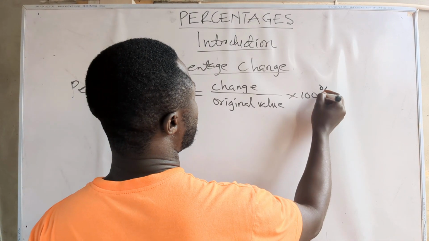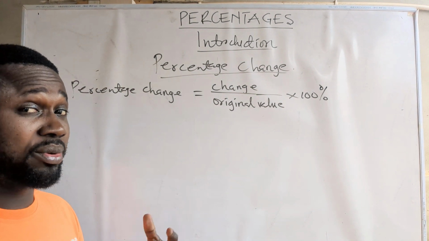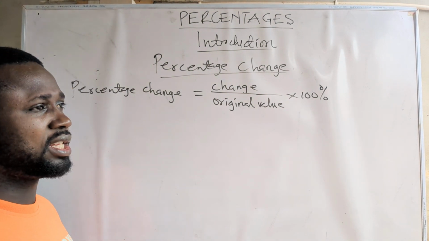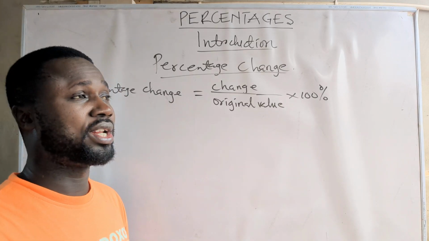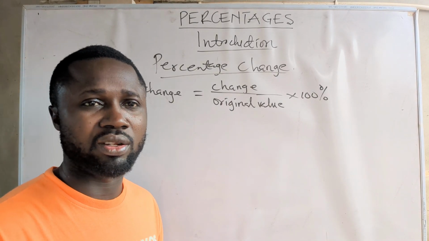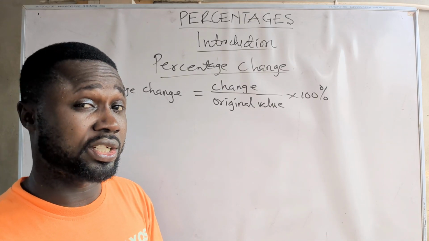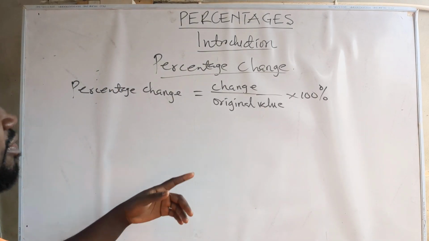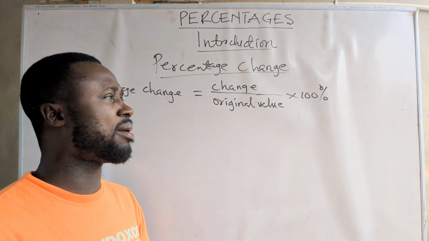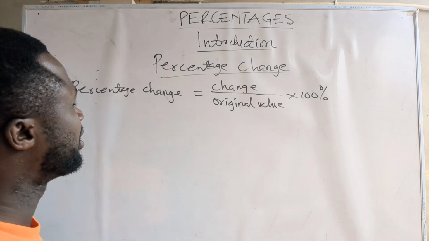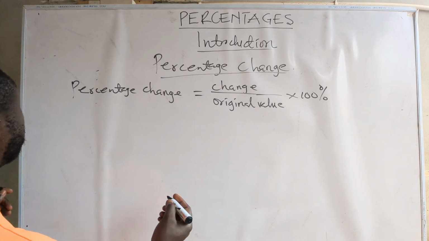Okay. And what is the change? The change is the difference between the two values. Definitely, if there is change, either there will be an increase or what? Decrease. So the change is the difference between the two values, either increase or decrease. Then we divide by the original, the actual value before there was an increase, and multiply by 100. So let's look at this particular question.